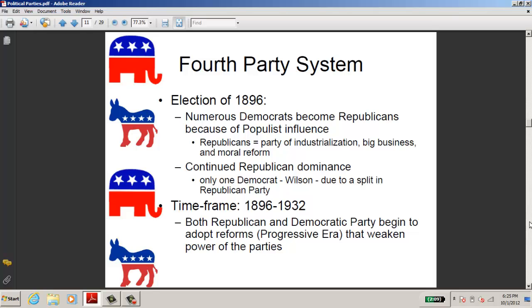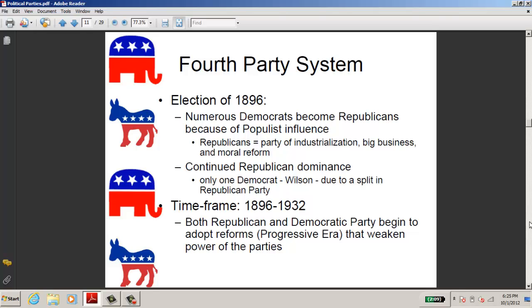They think that the Democratic Party is too agrarian, too backwards, too allied with the South and the West. And a lot of middle-class Americans see the Republican Party as the party of business, the party of industrialization, the party of moral reform. And what's going to happen after Republican victory in 1896, this is William McKinley's victory, you're going to see the Republican Party dominate for the next 30 years.